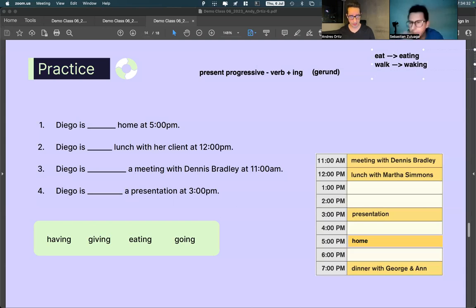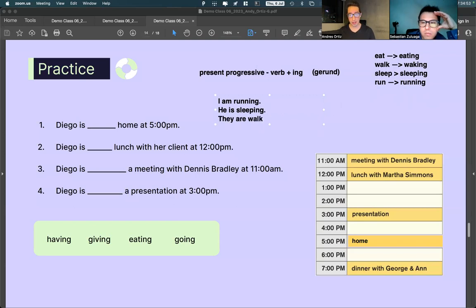Walking, fantastic. Wilson, what about sleep? Sleeping, very good. And Sebastian, what about run? Running, very good. So whenever we combine this, for example, if I say I am running, he is sleeping, they are walking, this indicates the present.